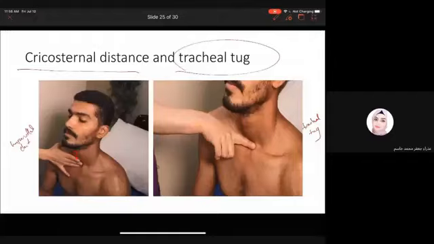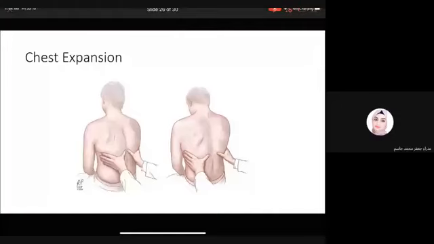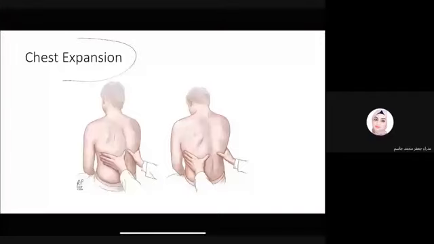نجي على chest expansion. Technique of chest expansion. How to examine the chest expansion. We will put our hands like this, okay, and ask the patient to take a breath. If the distance between those 5 cm, this is normal. Anything less than 5 cm, this is abnormal, okay.